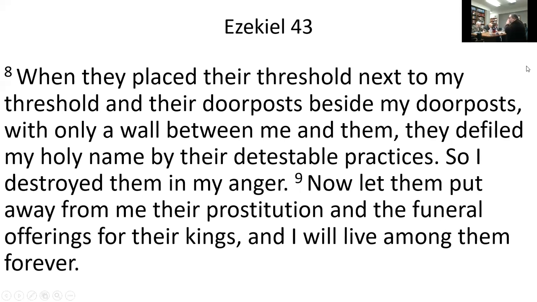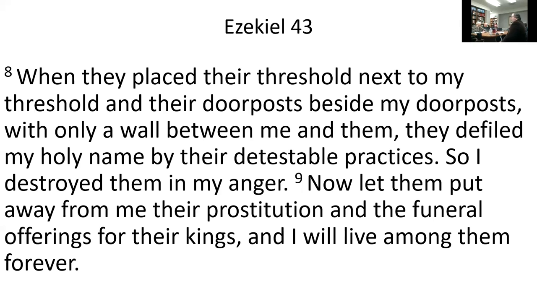When they joined their threshold next to my threshold and their doorpost beside my doorpost, with only a wall between me and them, they defile my holy name by their despicable practices. So I destroyed them in my anger. Now let them put away from me their prostitution and the lifeless idols of their kings, and I will live among them forever. Okay. Now, this brings some interesting aspects here.